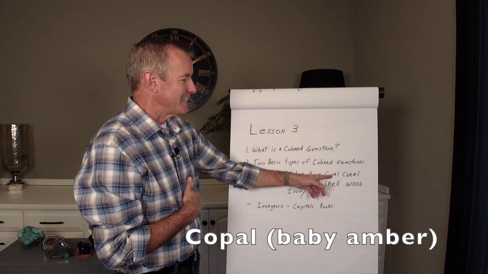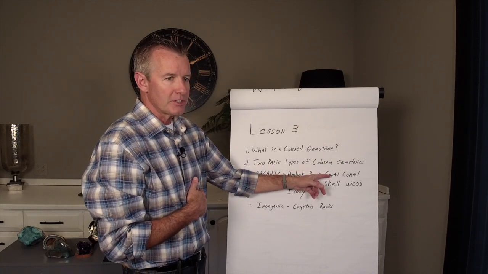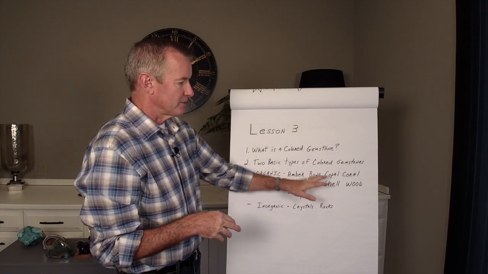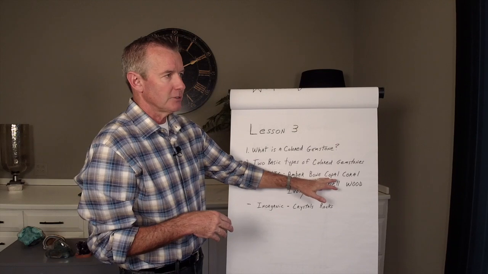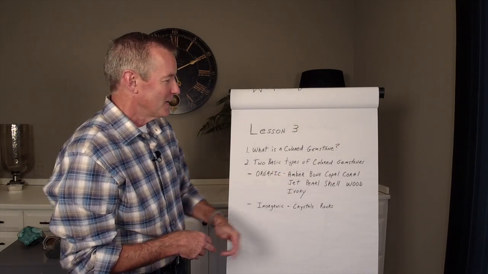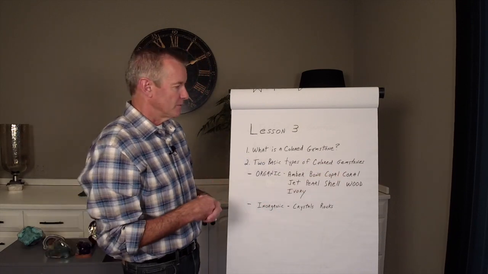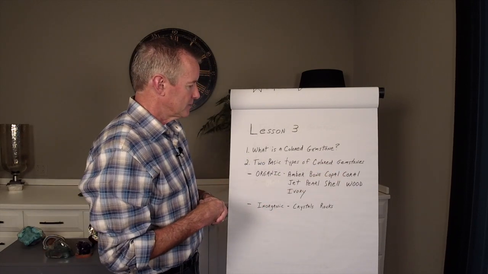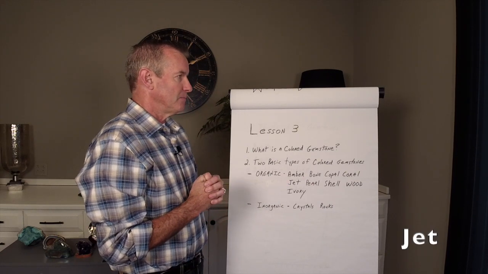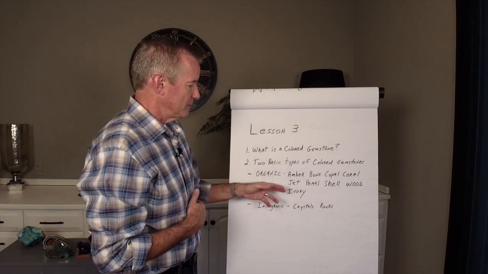Copal, which is actually a younger form of amber. Some people are selling copal as amber. I don't think those should ever be in the same breath. This is like maybe a tree that's 100 years old versus 35 to 75 million years old. Coral, those living coral reefs that are at the bottom of oceans and seas. Jet, which is fossilized coal that didn't become a diamond.